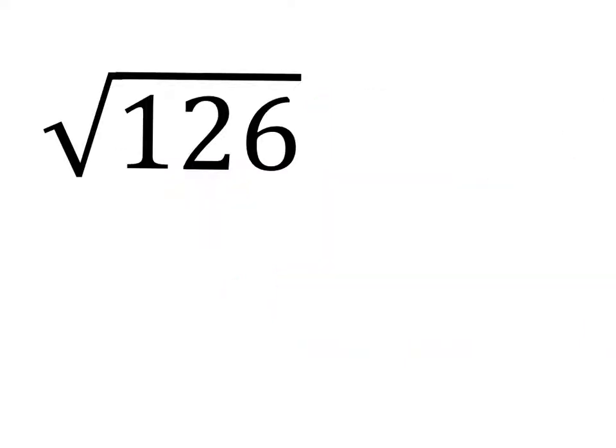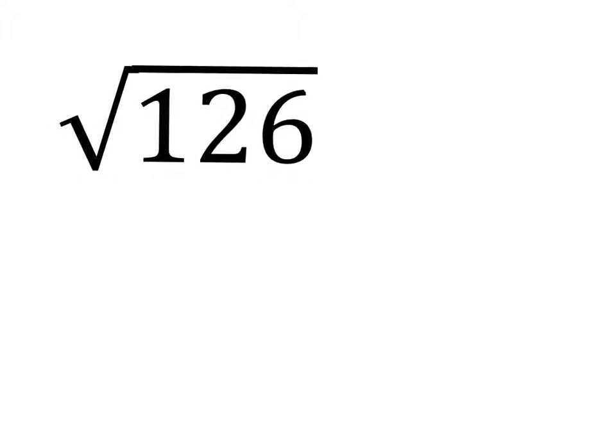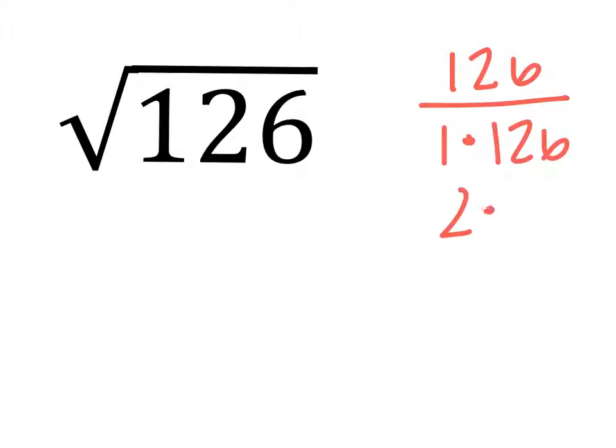So for this problem, I'm actually going to work it out both ways because I want you to see that they really are the same thing. So the first thing that I'm going to do is factor 126. I'm going to look for all of my factors of 126. Well, I know 126 is 1 times 126. It is also 2 times 63. It is 3 times 42.